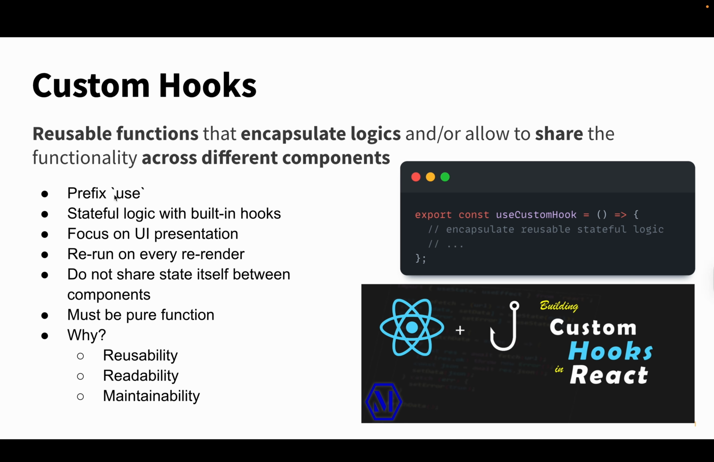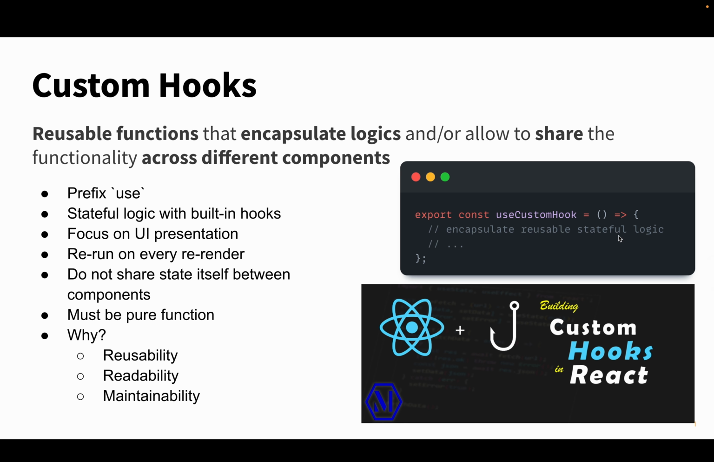There are clear differences. One is using the prefix use before the function name, always. This tells React, hey, this is not a regular helper function. This is a custom hook. Then React will allow developers to use stateful logic inside of the function. What does that mean? We can use built-in hooks such as useState, useEffect, useCallback, and all the power provided by React, which makes your logic stateful.